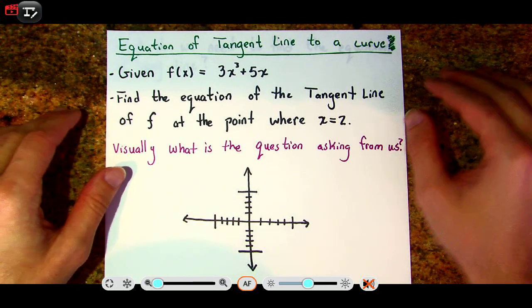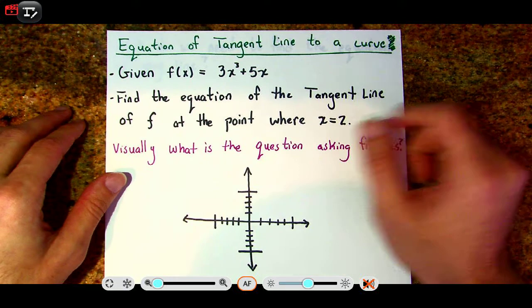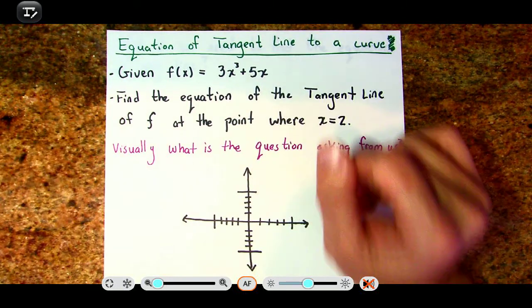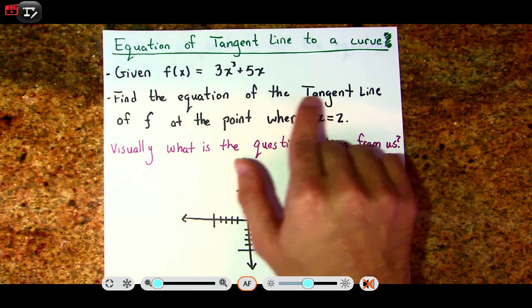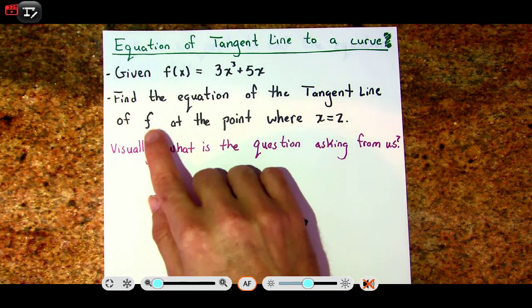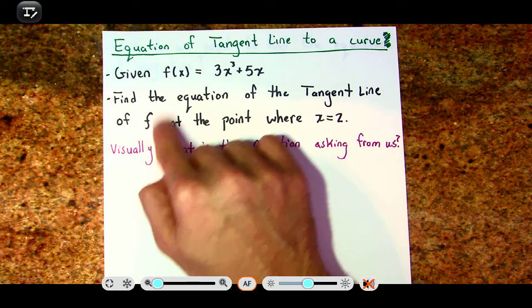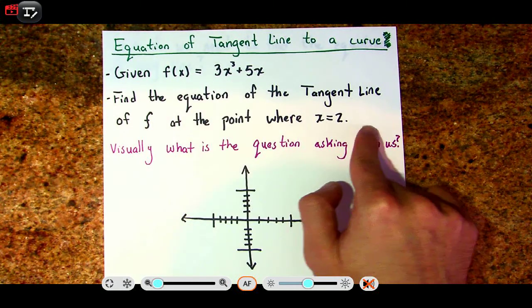Here it's saying, given f of x is equal to 3x cubed plus 5x, find the equation of the tangent line of f for this f of x at the point where x equals 2.